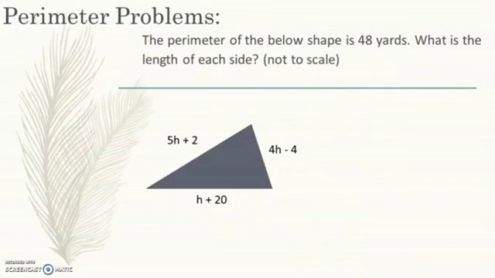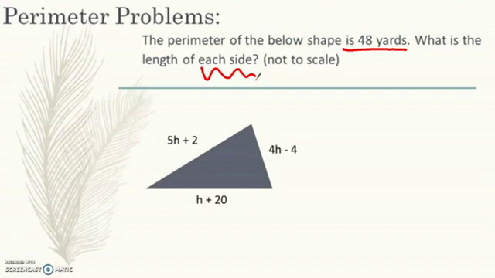So we're going to do 2 last things real quick. We're going to do a perimeter problem. So I want you to kind of copy this down real quick. We'll do this a little more later as well, but I just want to show you at least one. Here it says the perimeter of the below shape is 48 yards. That's important. What is the length of each side?